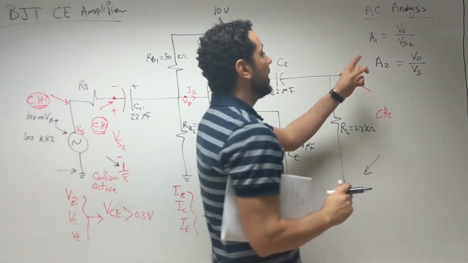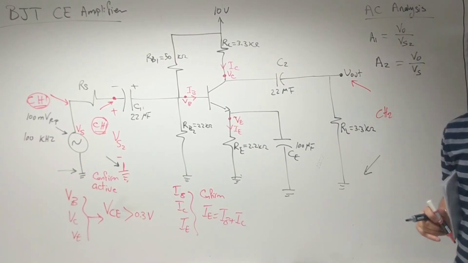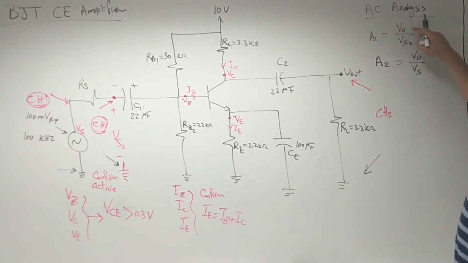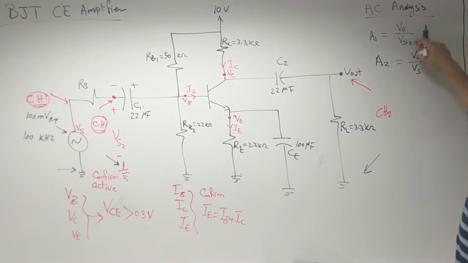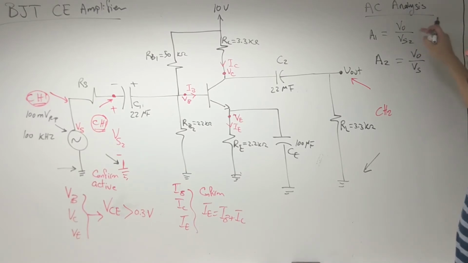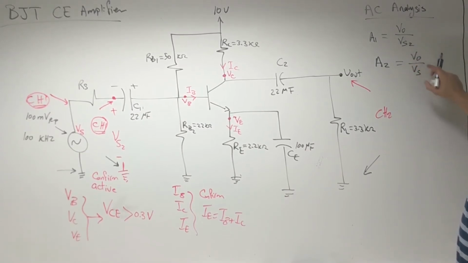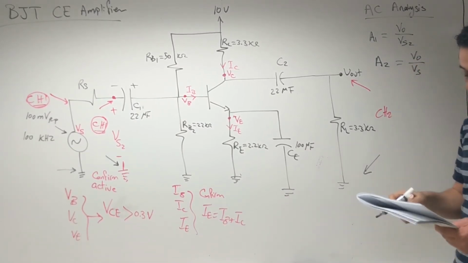Okay? So you will have to measure A1, which is the gain between V output over Vs2, and when you measure the gain, either use the peak over the peak or the RMS over the RMS. You have to use the same criteria in both. Okay? And I just suggest that you use the peak of V output divided by the peak of Vs2, and here you use the peak of V output over the peak of Vs.